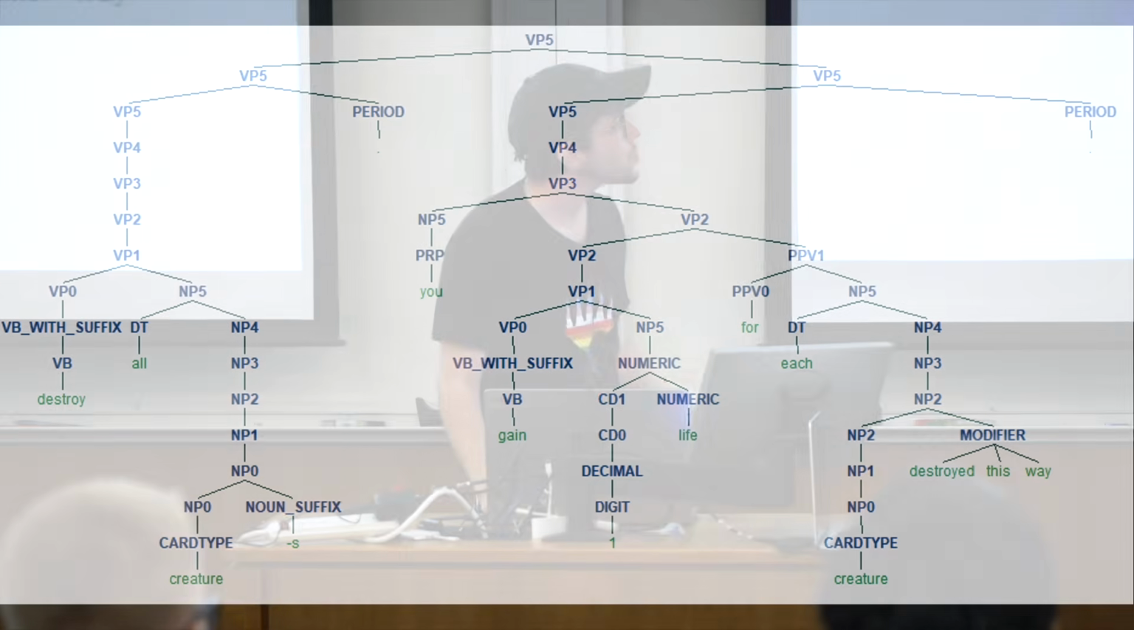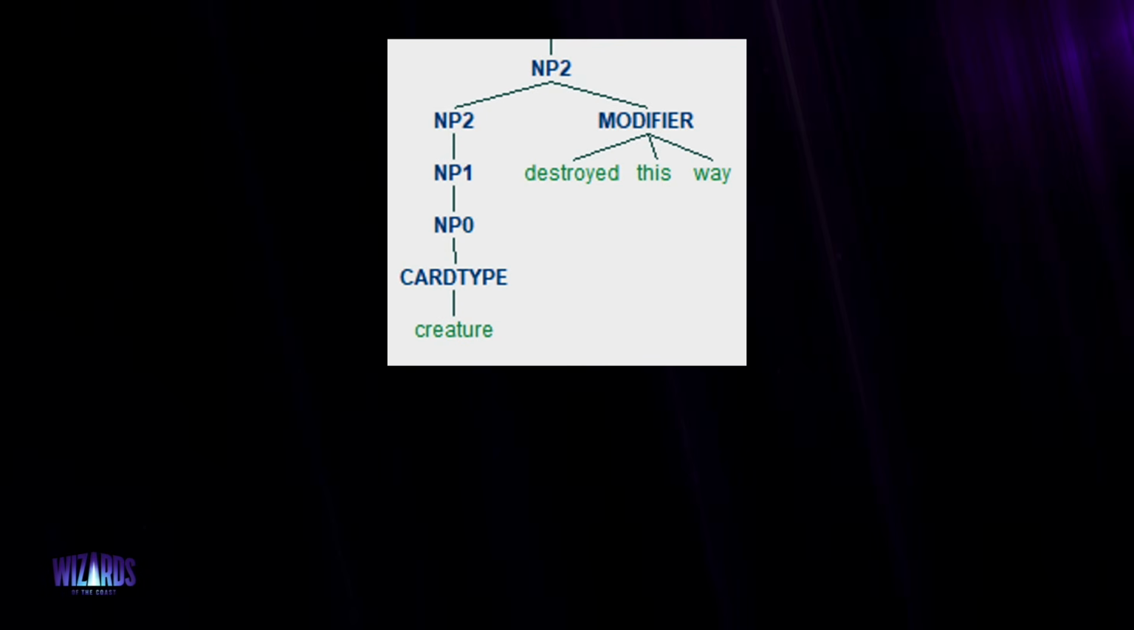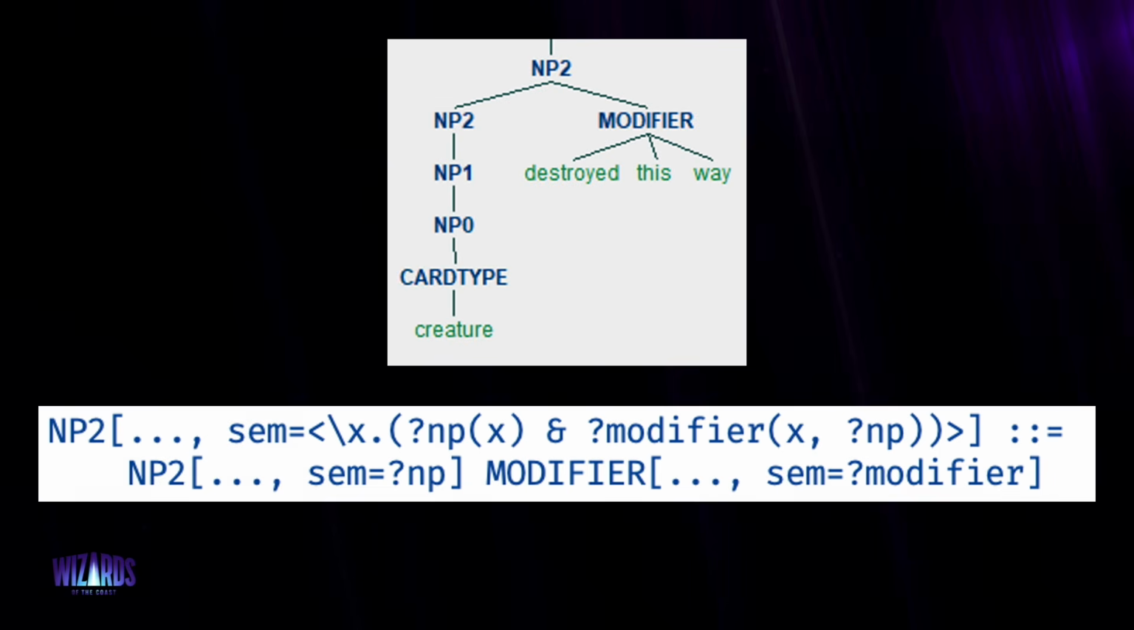Okay, so let's zoom in. We want to look at why we have these lambda expressions. How are we composing together the meaning of a bigger noun phrase? So let's zoom in on "creature destroyed" this way. We're going to look at the syntax production that's combining these two branches, and we're throwing away most of the features. We're only looking at this sem feature, which is short for semantics, which we know are lambda expressions.